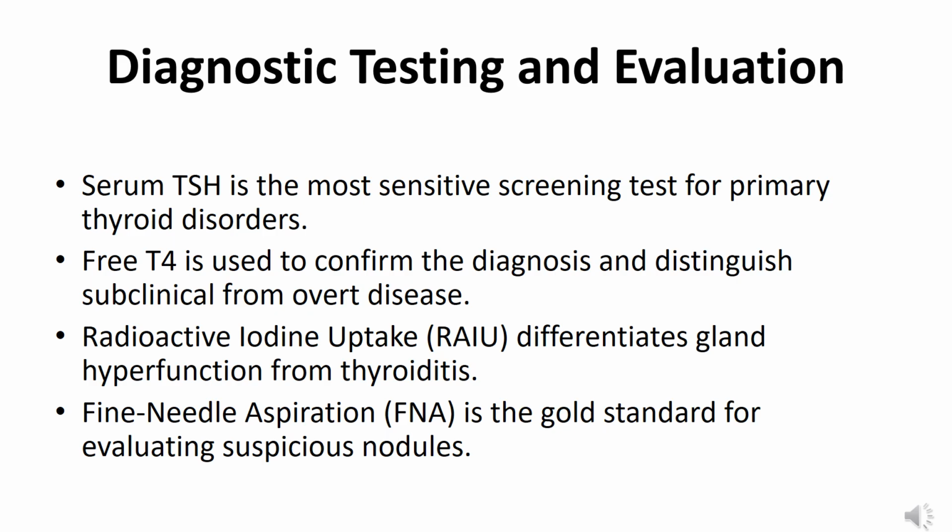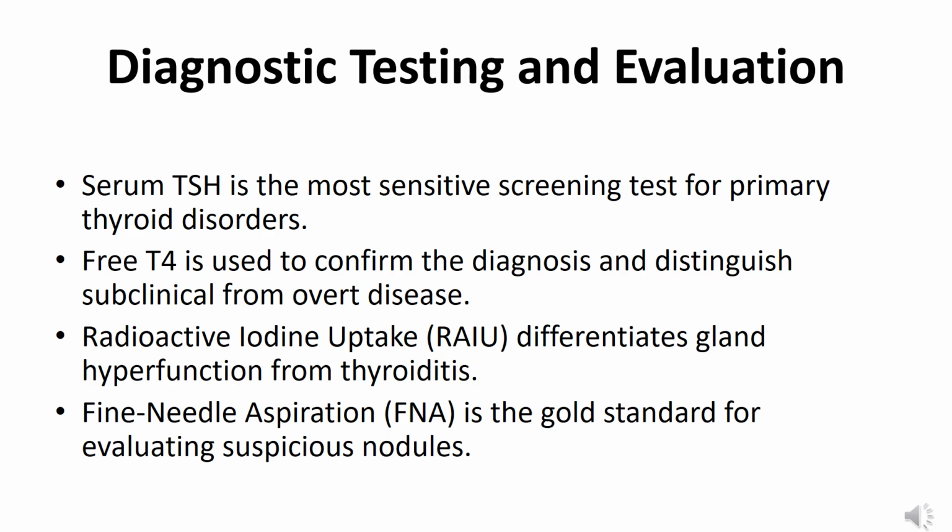When thyroid nodules are discovered, evaluation focuses on determining whether malignancy may be present. The gold standard diagnostic procedure for suspicious thyroid nodules is fine needle aspiration, also called FNA. During fine needle aspiration, a thin needle is inserted into the thyroid nodule to collect cellular material for cytologic examination. This minimally invasive procedure helps distinguish benign nodules from thyroid cancers such as papillary thyroid carcinoma.